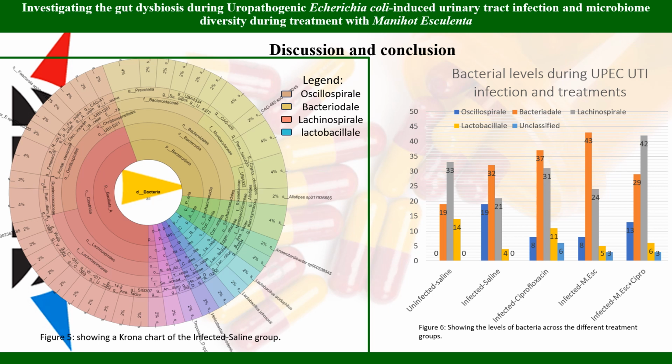And then the last bacteria is our Lactobacillus. This bacteria helps to protect the intestine from damage caused by infections. We can see that upon the introduction of the strain, the levels of Lactobacillus dropped from 14% to 4%, meaning that the intestines are more prone to getting damaged by any infections that might arise in the body. However, ciprofloxacin was able to elevate the levels up to 11%. Manihot esculenta was able to raise the levels marginally to 5, and the combination was able to also raise the levels marginally up to 6% in the body.